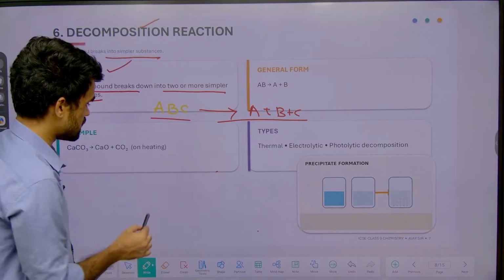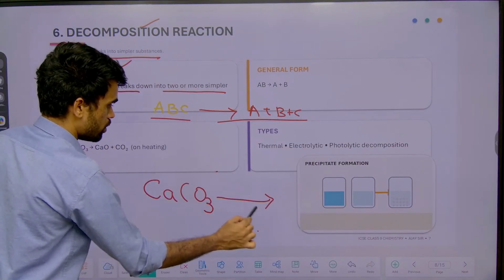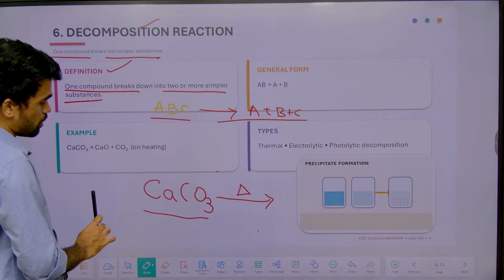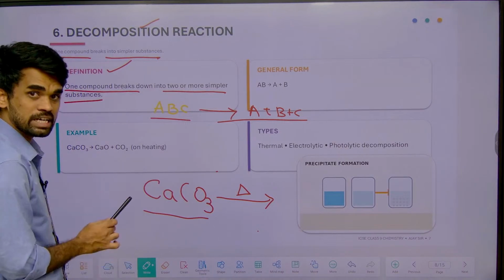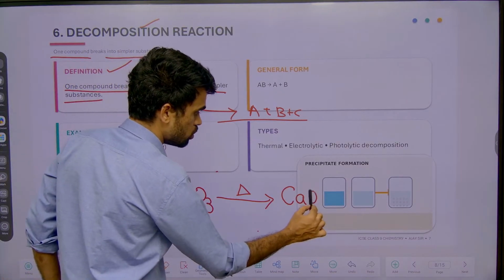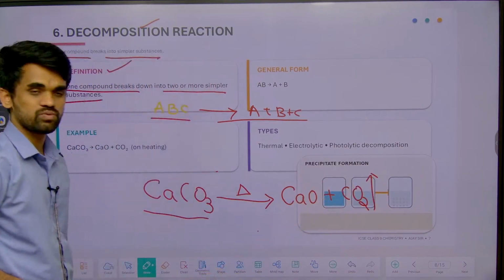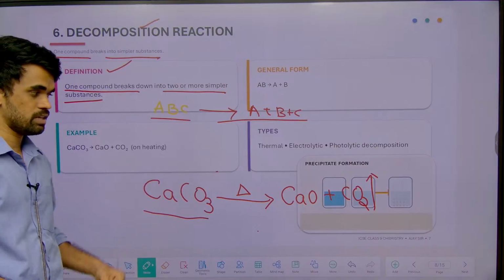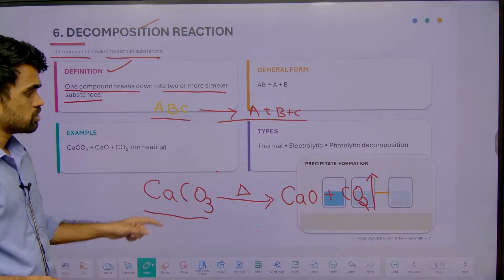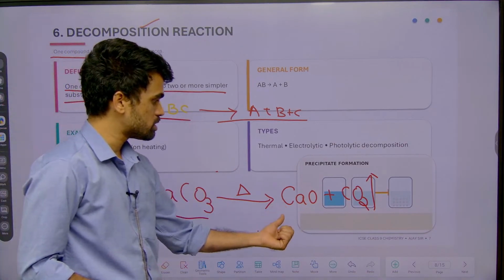The best example here is calcium carbonate. Upon heating, calcium carbonate decomposes. It will form calcium oxide, CaO, and CO2 gas will be produced. CO2 gas will be produced, like bubbles you can see if you are doing it in the liquid state. So in this kind of reaction, one starting material is giving more than one product.